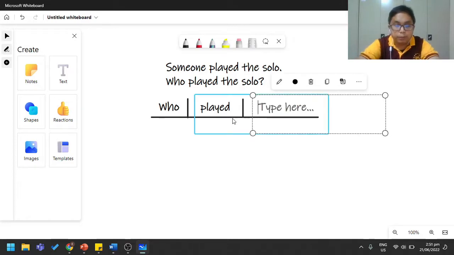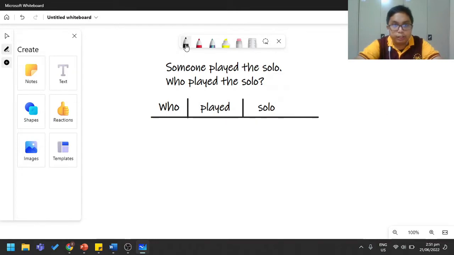Instead of putting here the solo, we just put there solo, and then below we need to draw the diagonal line, and then we have the. It's a little hard, you know, to draw.